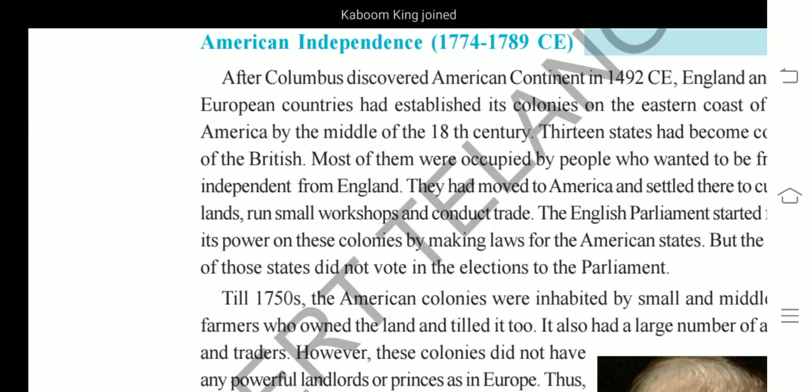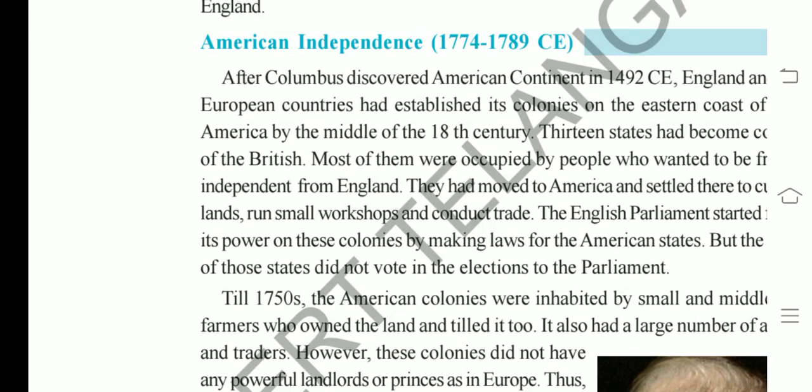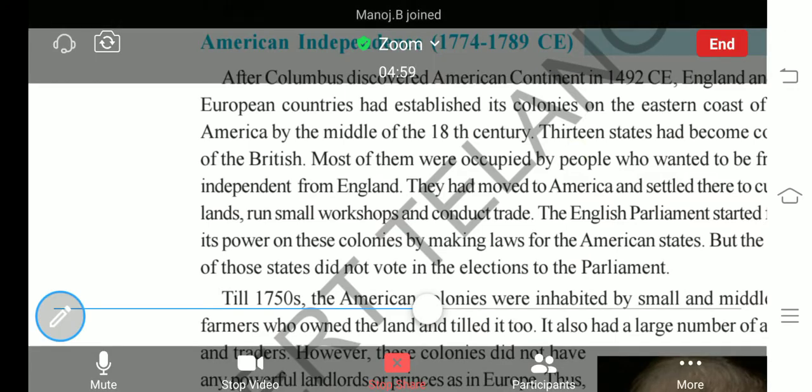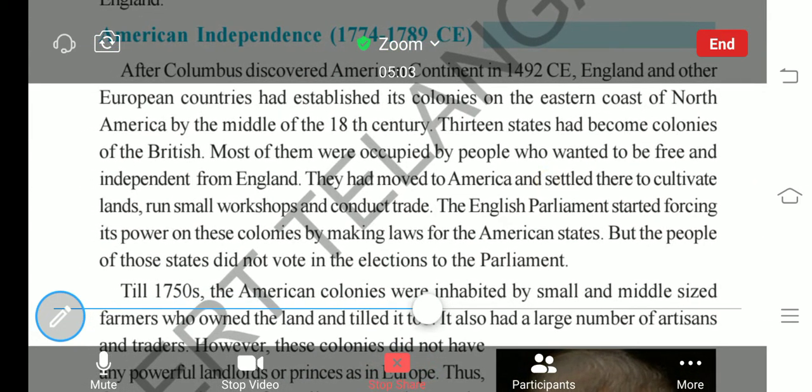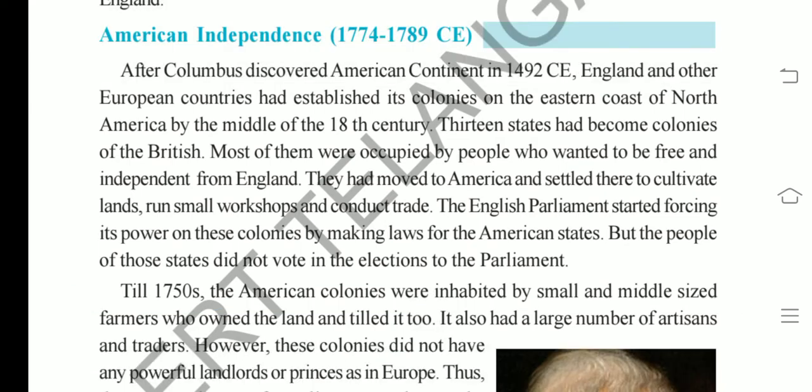Right. Today we look at American independence. It means today we are going to study the American Revolution. In the last class, we saw the Glorious Revolution which occurred in England. Now, how Americans struggled to get independence, that is what we call American independence.